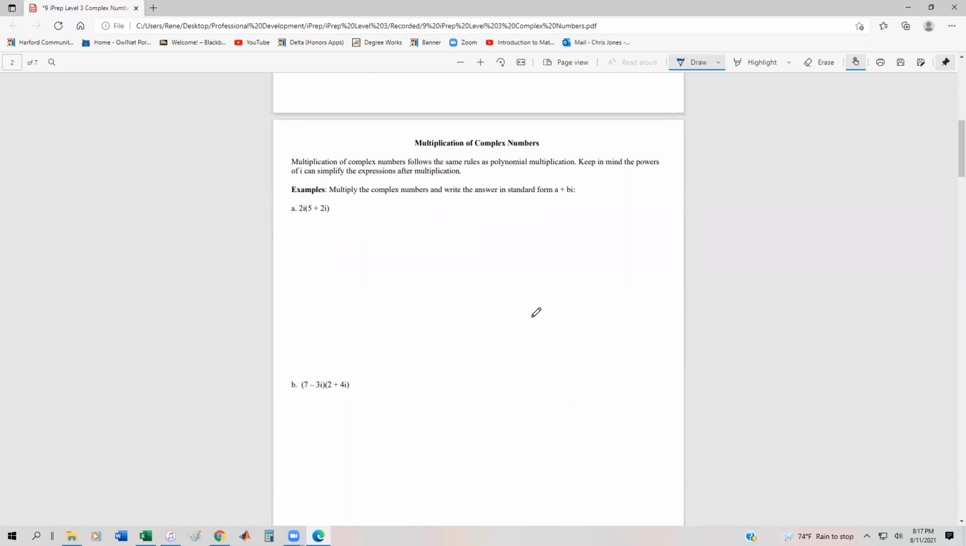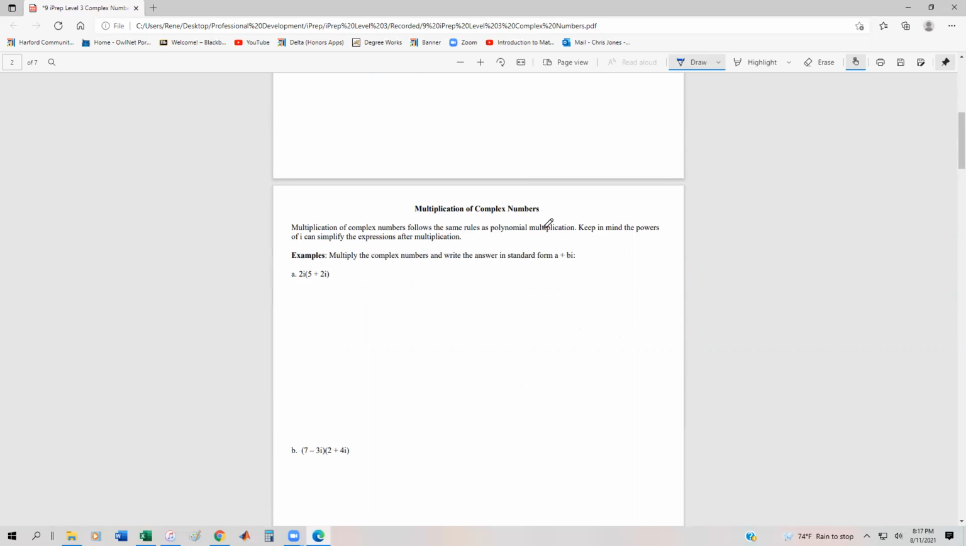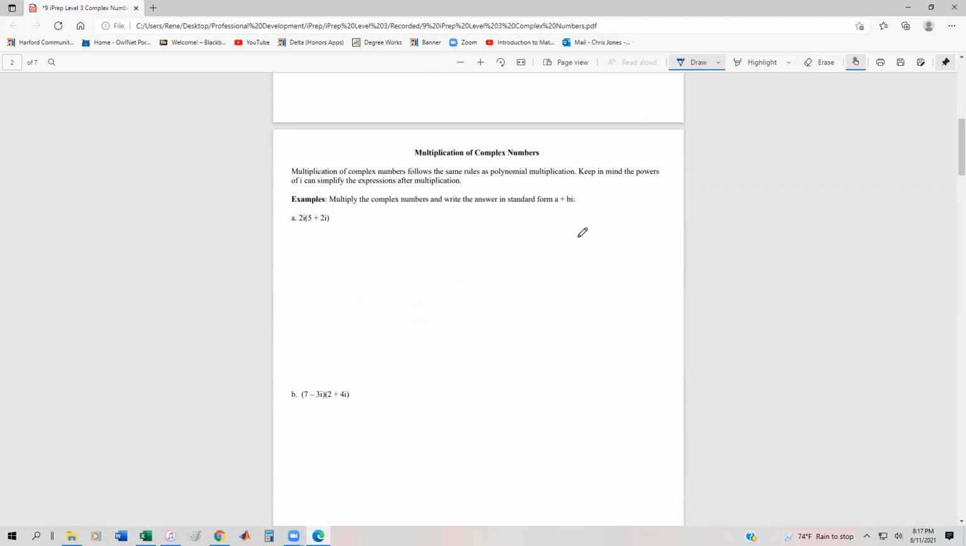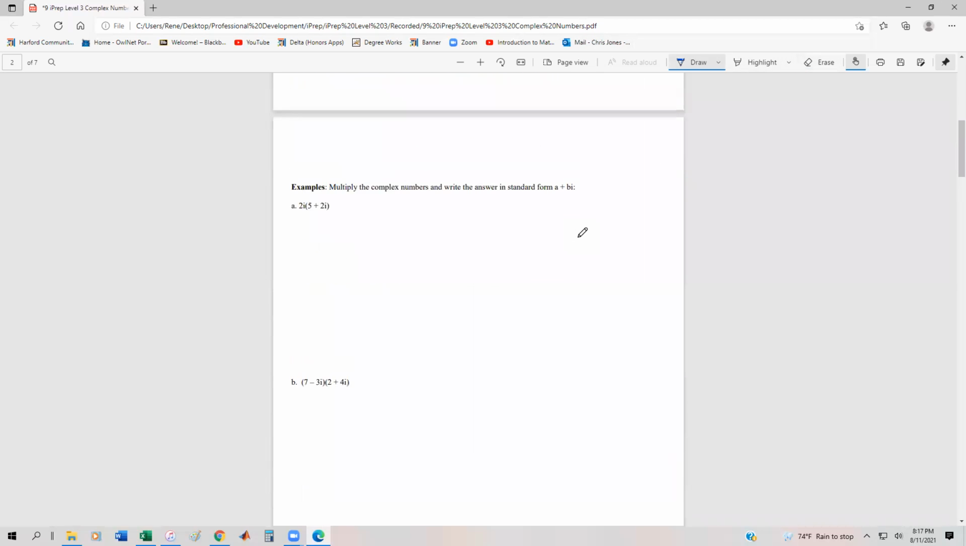If we want to multiply complex numbers, we're just going to use polynomial multiplication. And remember that at the very beginning, we said that i squared was equal to -1. So this might come into play as we go through and start multiplying i's by i's. So let's take a look at 3 examples of this.